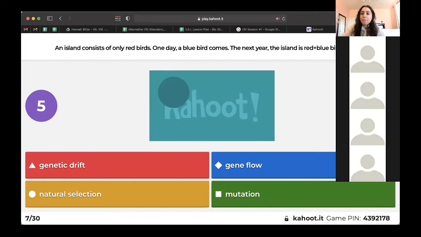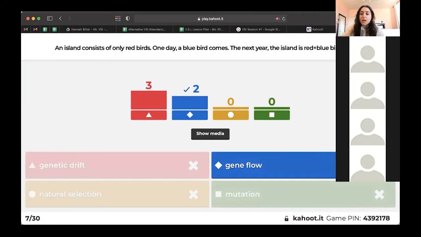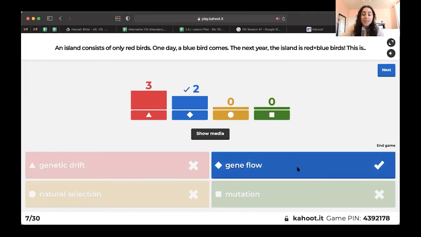Okay, so gene flow is the correct answer. Genetic drift would be different than gene flow. Genetic drift is a different situation. You can think of the D in drift as disaster. So this is like a catastrophic random event that happens that kills off a population.